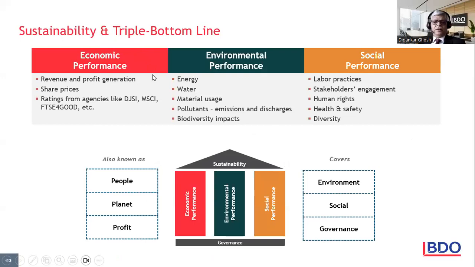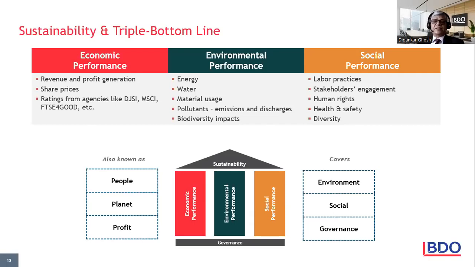Moving on, there are 3 pillars of sustainability which we often talk about: the economic performance, environmental performance, and social performance, and all 3 of them standing on a solid ground of what you call governance. That is what eventually brings sustainability in any organization. And these 3 pillars are often also referred to as people, planet, and profit. People referring to the social performance, planet referring to the environmental performance, and profit to the economic performance, right? And we also often see the word ESG: environmental, social, and governance.